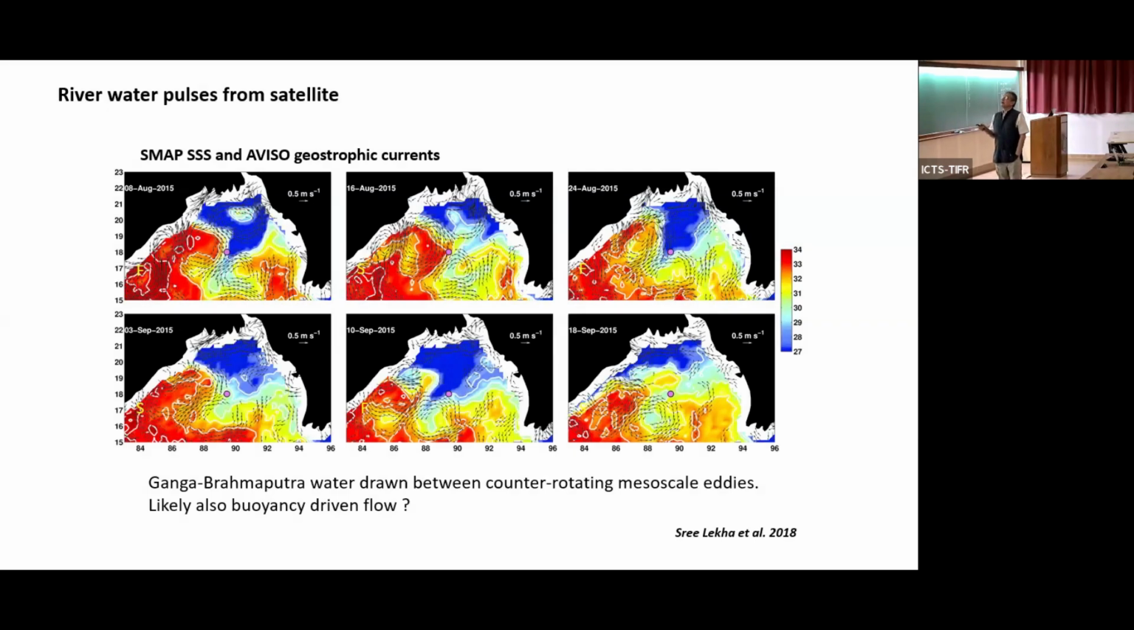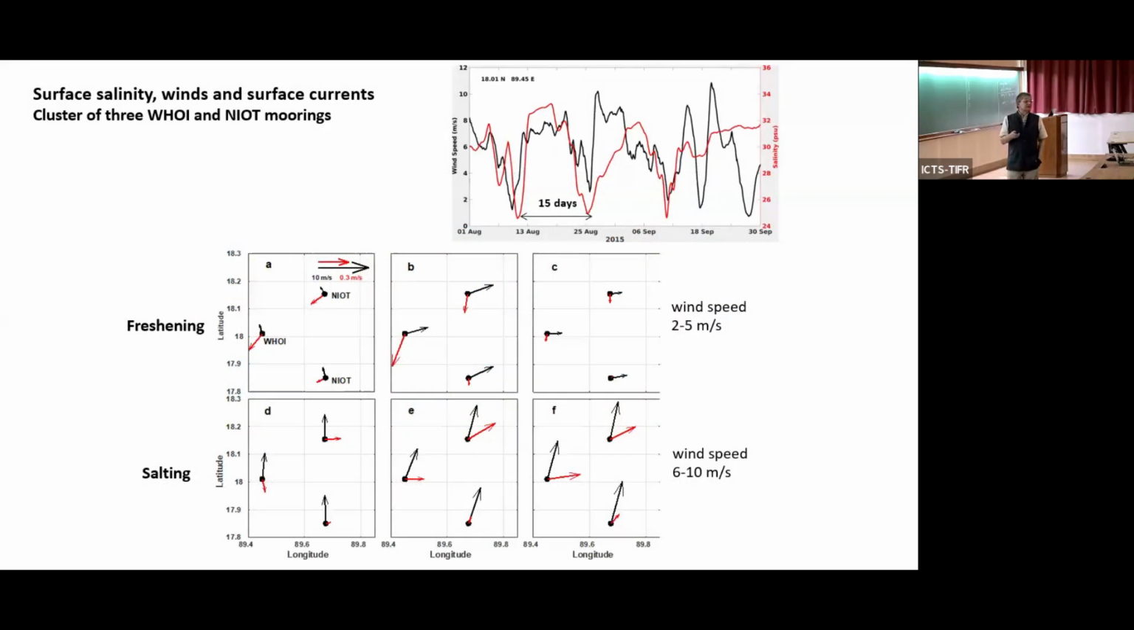But why does it move back? The eddies don't change that much in the interim. The river water moves back. So if there are 3 moorings here, 2 NIOT, National Institute of Ocean Technology moorings, and there's a Woods Hole mooring. So during the freshening times, these are the velocities in red in the ocean, and that arrow is 0.3 meters per second. And these are the winds. The winds are weak, and it's the eddy flow that's bringing the river water. Second episode of freshening and the third episode of freshening. Weak wind speeds, 2 to 5 meters per second.